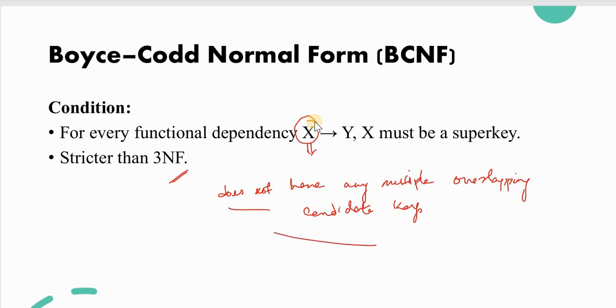Only if this is the condition, it is said to be BCNF. So your third normal form table which does not have any multiple overlapping candidate keys is said to be BCNF. Okay, we'll see with an example.